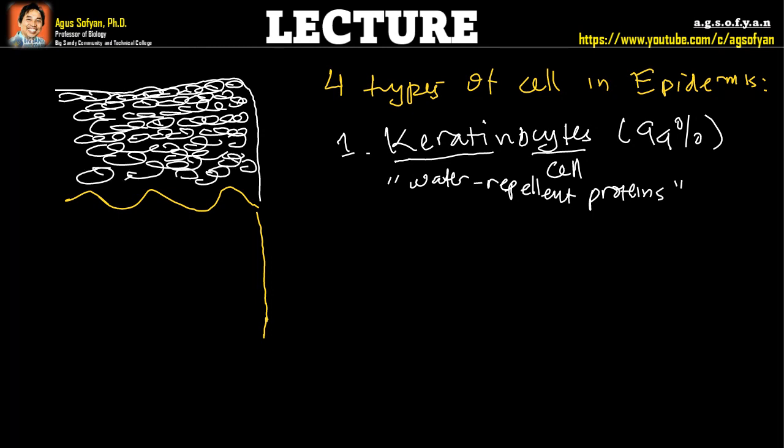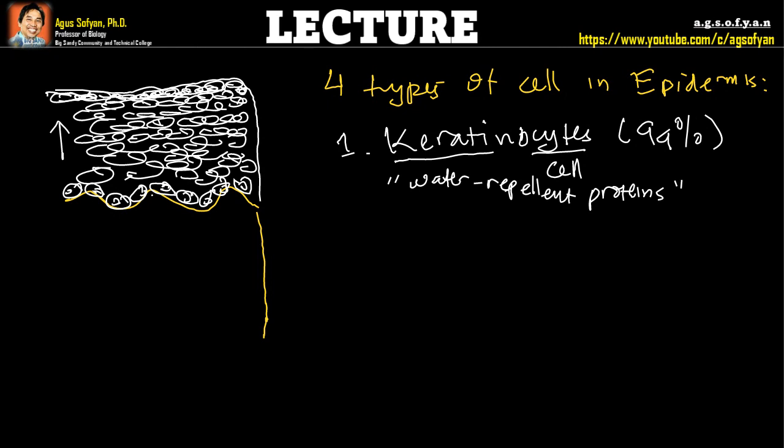Okay, and also remember in the stratum basale, there will be a lot of stem cells for the keratinocyte, and these cells will produce new keratinocytes that replace the loss. Okay, the top layer will be dead keratinocytes, and these dead keratinocytes will be replaced by the new cells coming from the bottom layer. So this is the main type of cell in the epidermis, which is the keratinocyte.